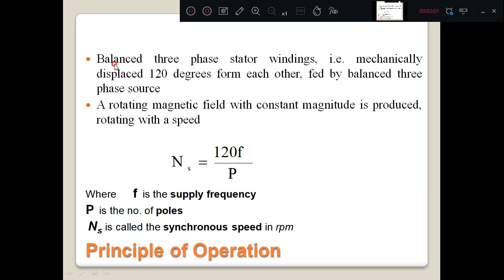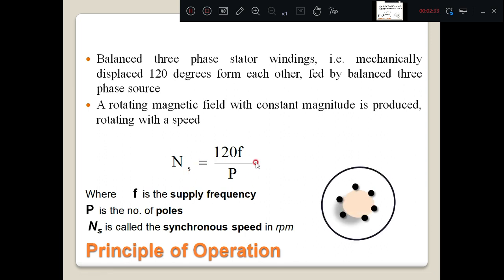These are the points you can see once again. The balanced three-phase stator winding, that is mechanically displaced 120 degree from each other, is fed by the balanced three-phase source. When the supply is given, the current starts flowing. Because of the current in the coil, they are producing the magnetic field. Then ultimately, by interaction of all the three fields, a rotating magnetic field with a constant magnitude is produced, rotating with a speed of ns equal to 120 f by p.